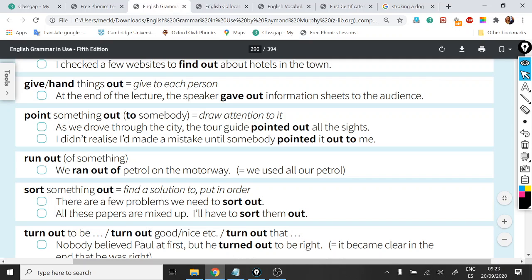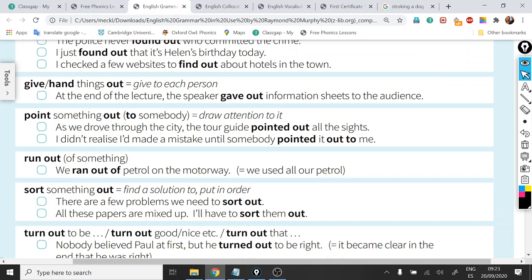Also, you can say run out. So you run out of something. So you run out of money, you run out of time, you run out of petrol, anything you can use. So run out is another way of saying use up. So you can use up your milk, yeah, for example.